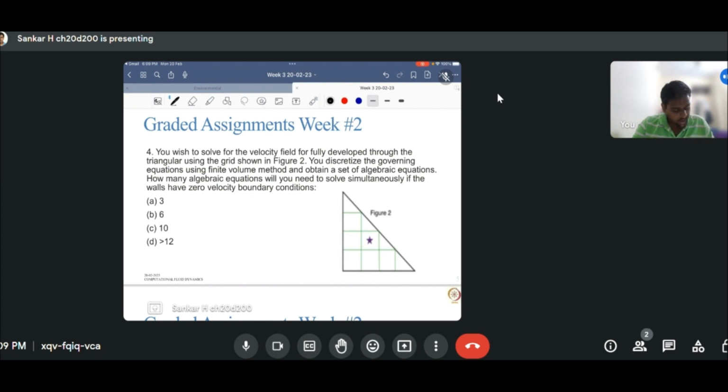So there will be 1, 2, 3, 4, 5, 6, 7, 8, 9 and 10 segments present here. So the number of algebraic equations that we need to solve will be 10.